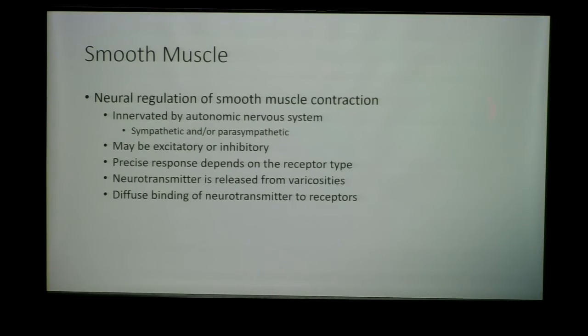And so it's going to depend specifically on the receptor types, right? What receptors are we speaking about here? Smooth muscle, autonomic nervous system, what receptors are we talking about? Adrenergic receptors, right? Alpha 1, alpha 2, beta 1, beta 2, beta 3.